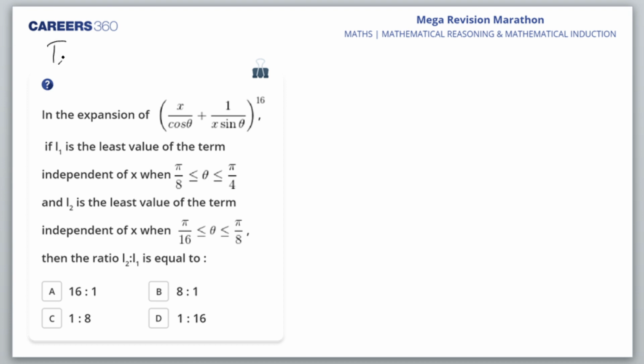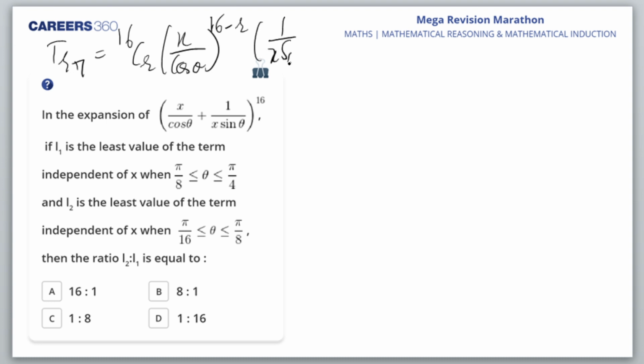We write T(r+1) is equal to 16Cr x by cos theta raised to power 16 minus r into 1 by x sin theta raised to power r. Am I right? I'll take up the powers of x: 16 minus r, that's the power of x here, and power of x here is minus r. I'll equate it to 0, so I'll get r as 8. Okay?